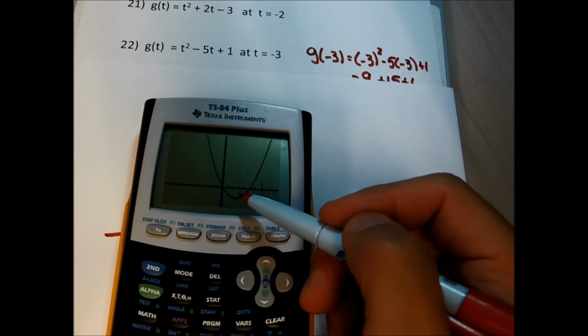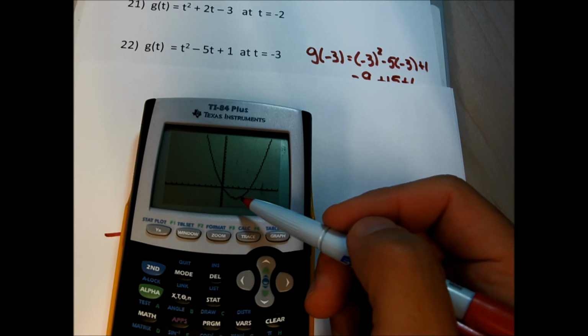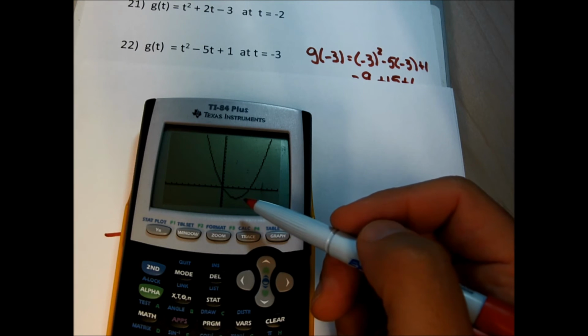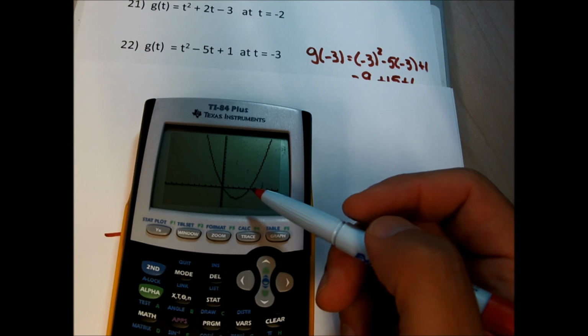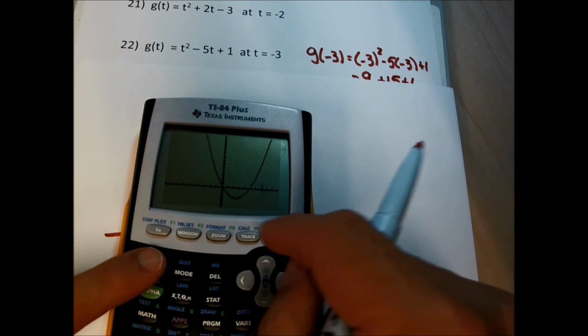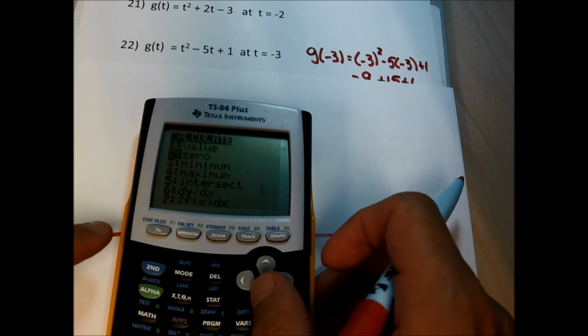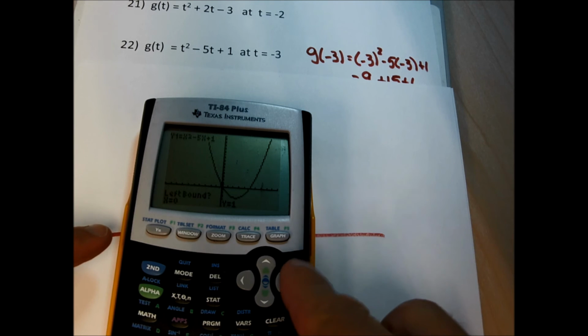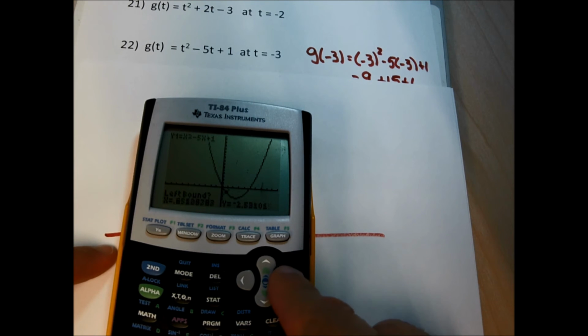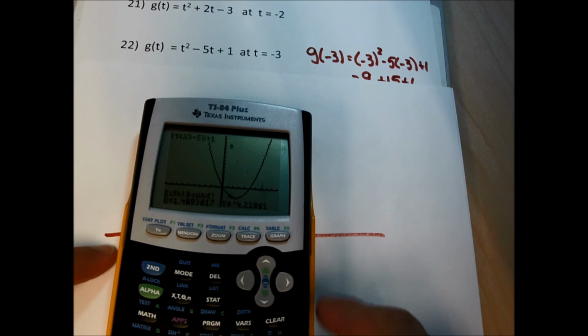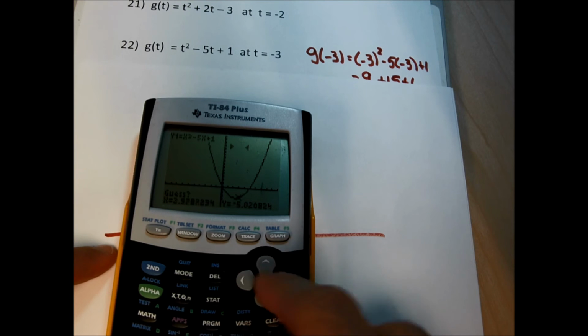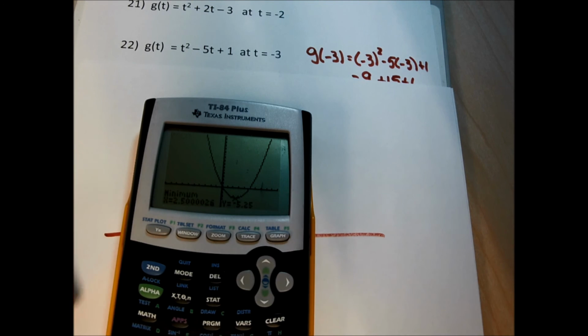I can see the vertex. That vertex is a minimum point. Let me find it so I can draw at least the vertex along with the point negative 3, 25. So I'm going to go second calc, choose the minimum feature, trace and get close to the vertex but to the left of it, and hit enter. Continue tracing, get to the right of the vertex and hit enter, and then get as close as you can to the vertex and hit enter a third time. You might have to round. I think it's going to be positive 2.5, negative 5.25 for the vertex.